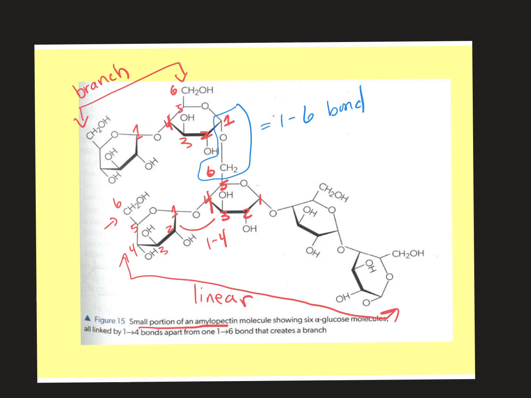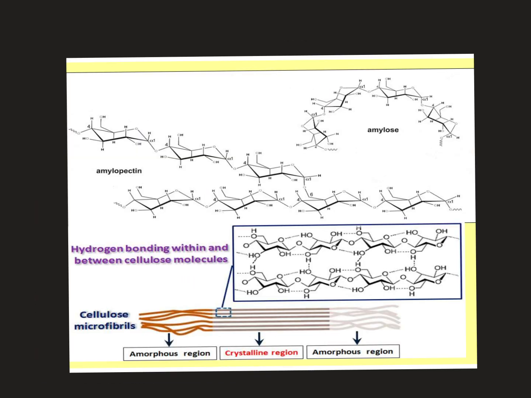All right, let's take a look at the next slide. So here you can see just the idea of the big molecule. There's your amylose, and here's your amylopectin. And again, this part here would be the branch.